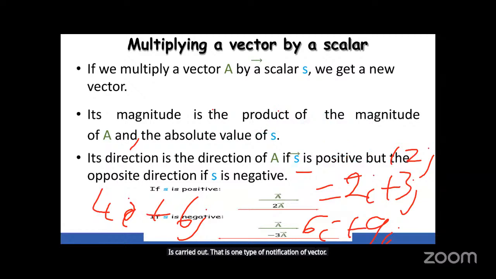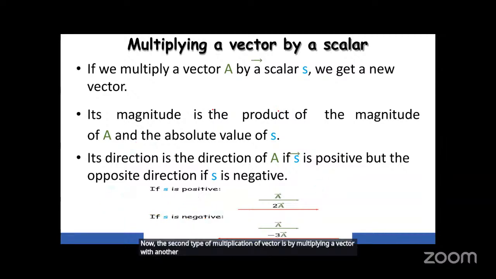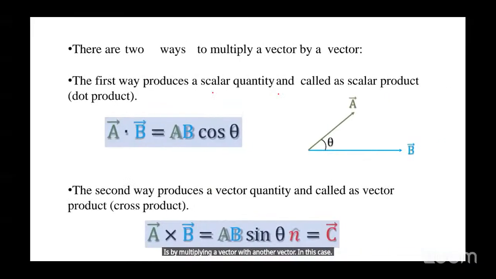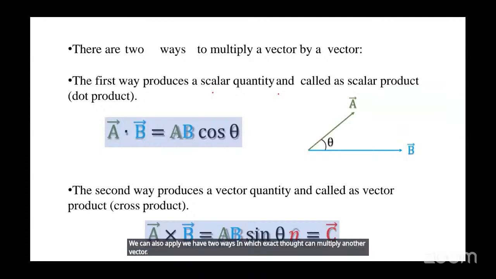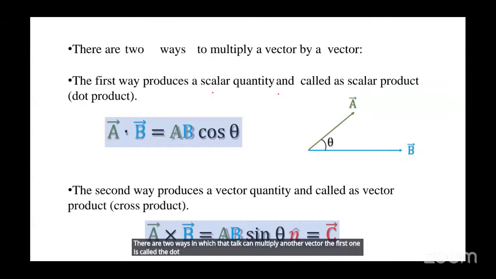Now, the second type of multiplication of vectors is by multiplying a vector with another vector. In this case, we have 2 ways in which a vector can multiply another vector. The first one is called the dot or scalar product.